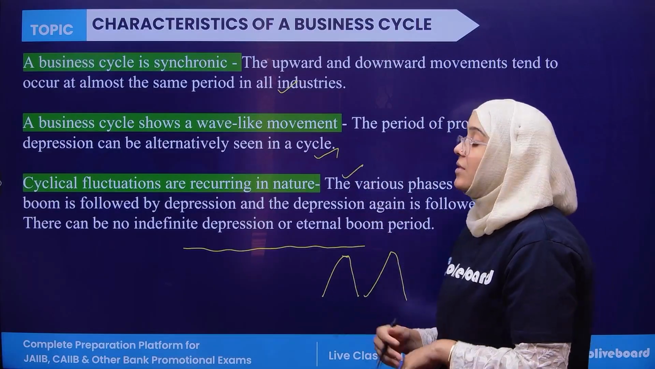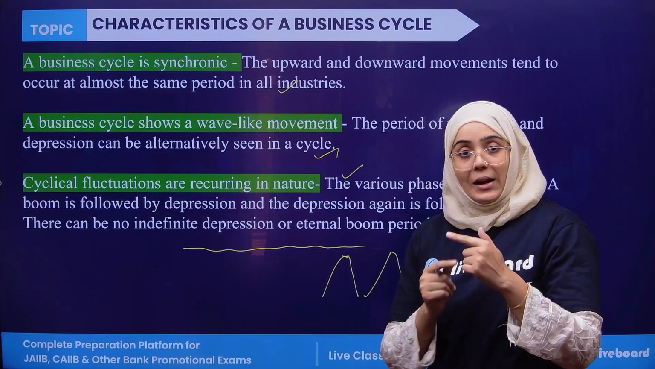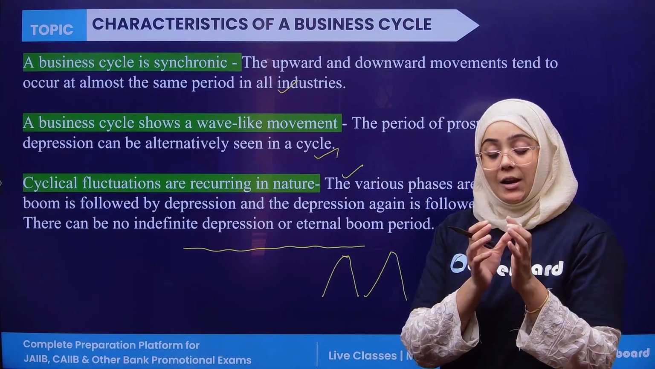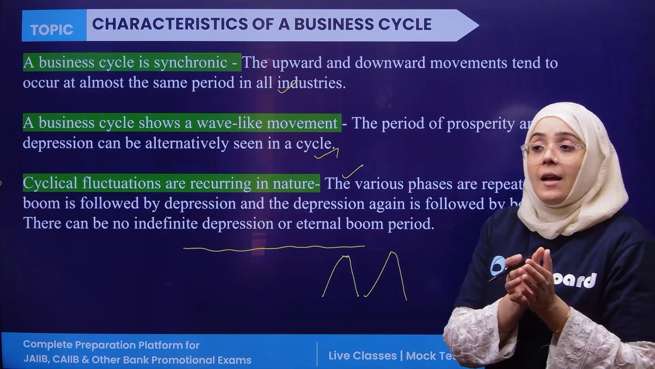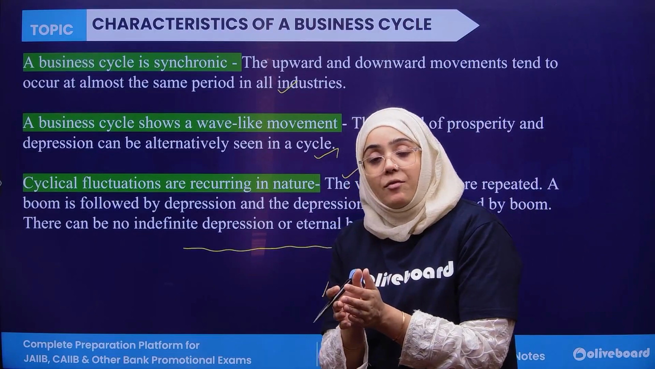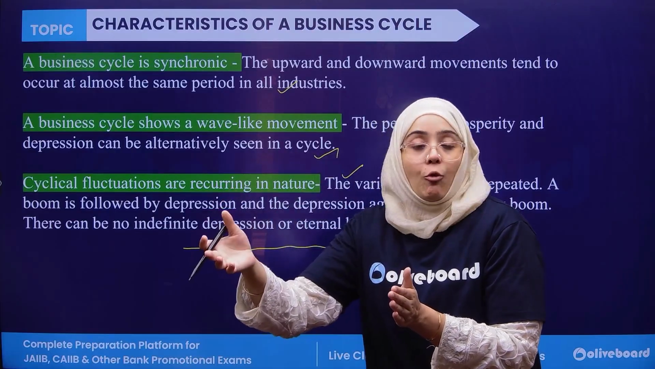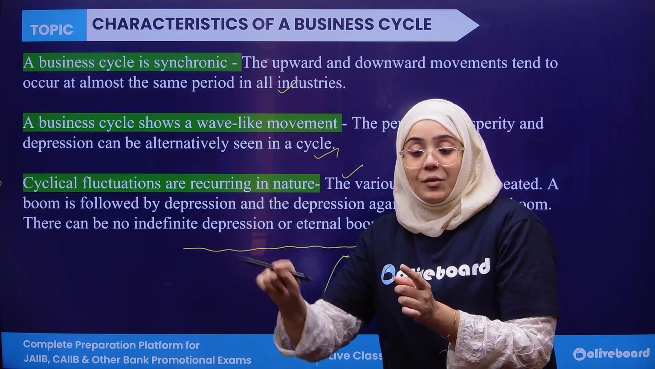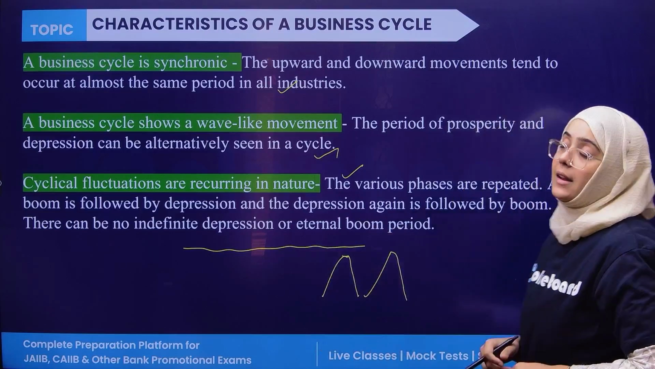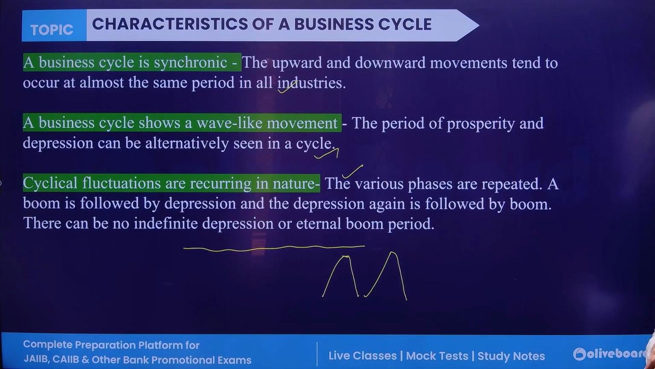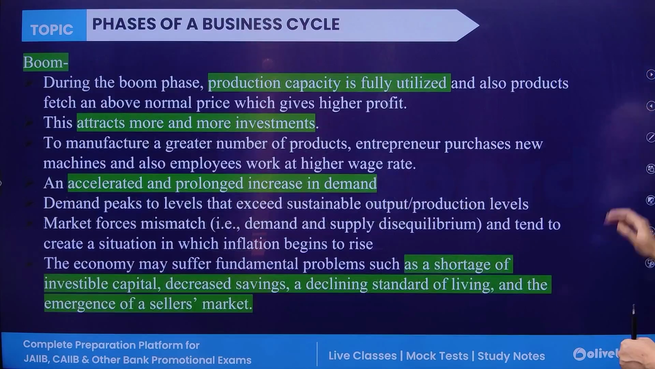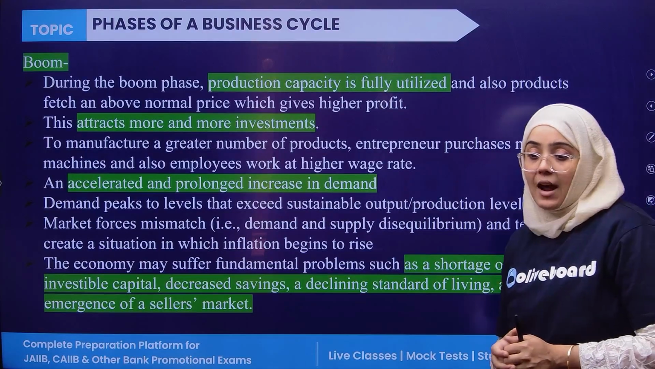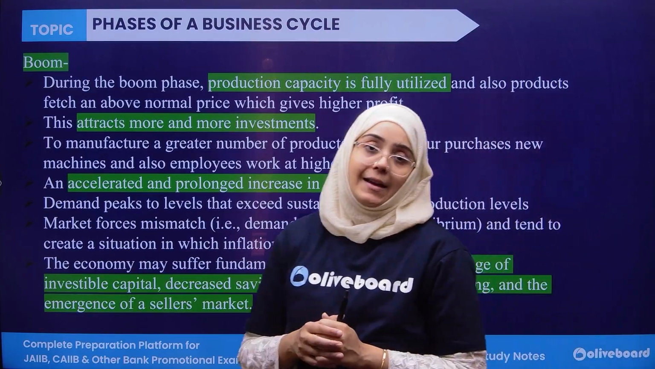And third is the cyclical nature. So it is recurring in nature. If it is in the booming phase, then again it will be in the down phase, then again it will recover from that, right? So it is recurring in nature, it is cyclical in nature. So these are the characteristics of the business cycle. Now let's start discussing the phases of the cycle one by one.